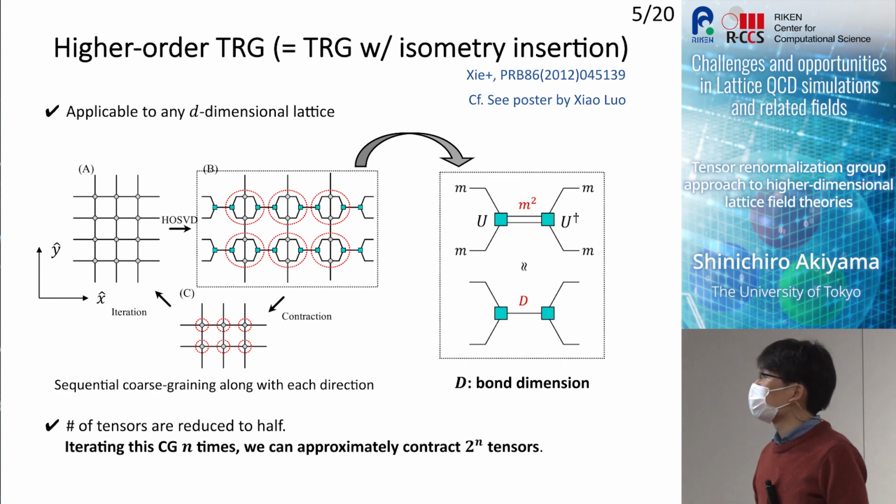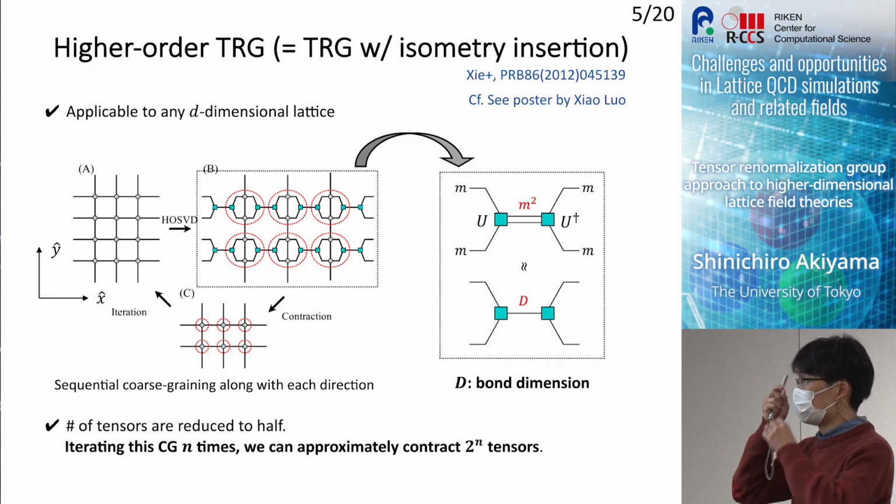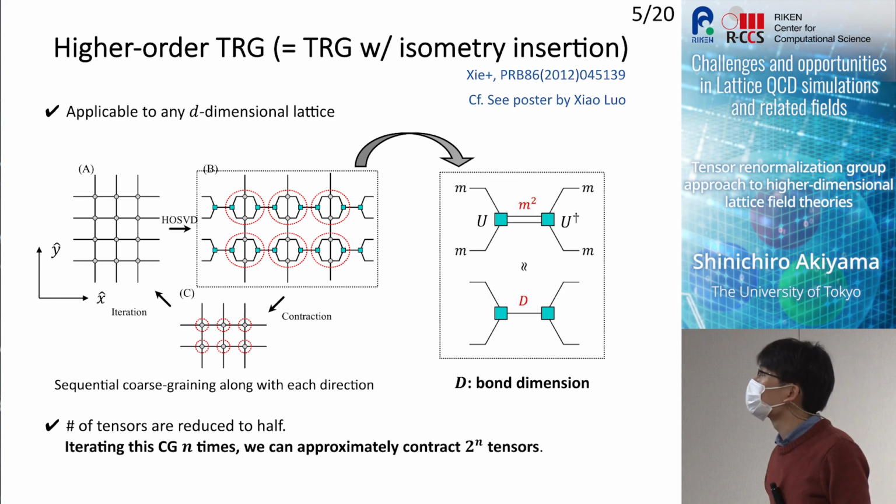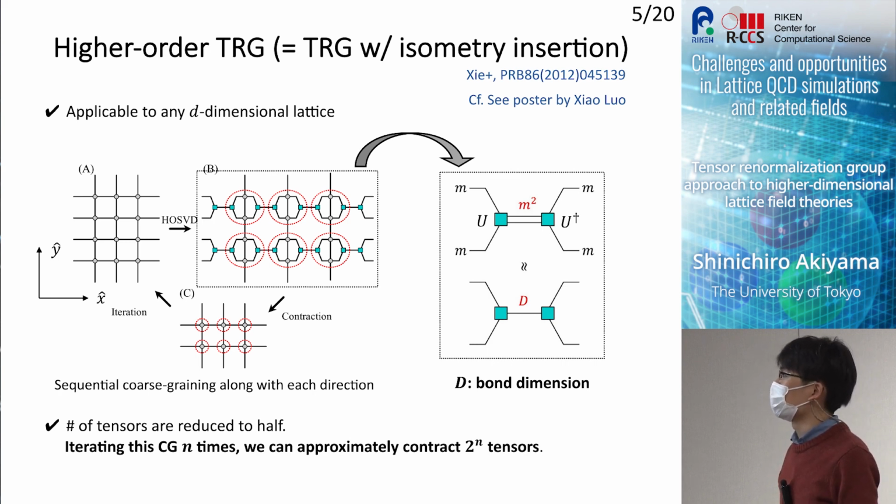One of the traditional TRG approaches is the so-called higher order TRG. This algorithm was proposed by a Chinese group in this paper. As I said, this algorithm can be applied to any dimensional lattice. To see the details of the algorithm, let us consider the two-dimensional case.